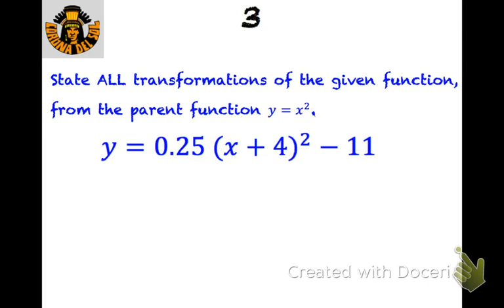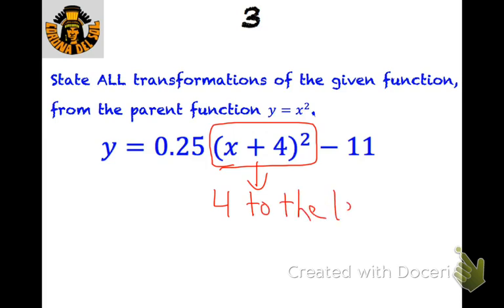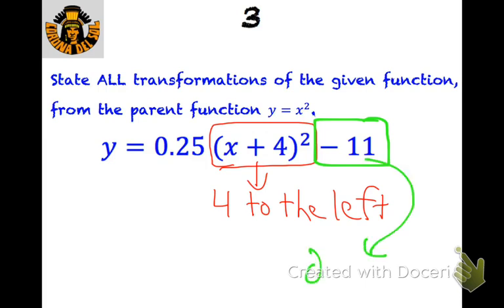Okay, we want to be able to give the transformations. So remember that whenever there's anything going on inside the parentheses here, that's always dealing with the x's. And so this, x plus 4, means that it's actually shifted 4 units to the left. Whenever it's outside of the parentheses, it's the y values. So this, -11, means that it is shifted down. So this is down 11 units.